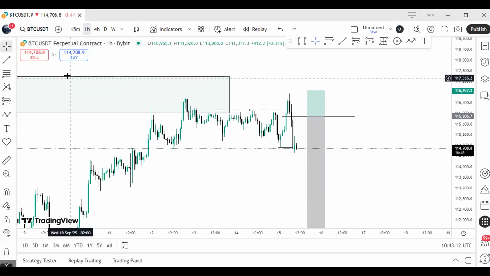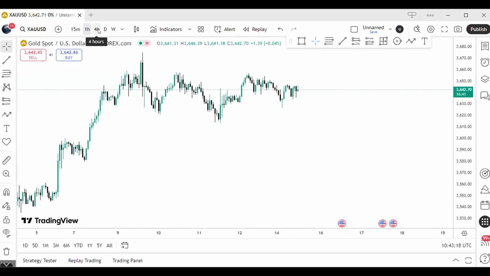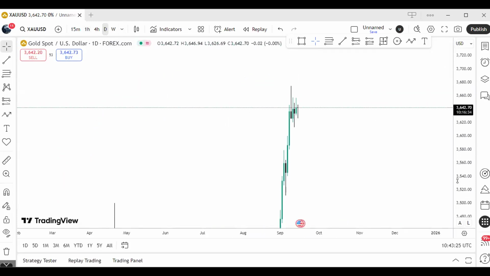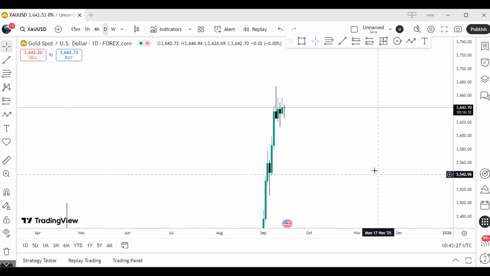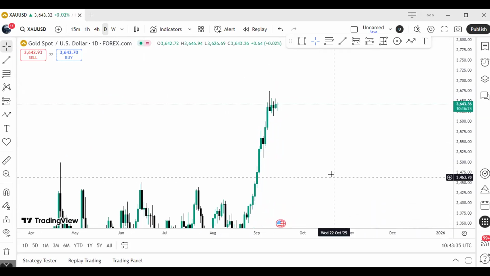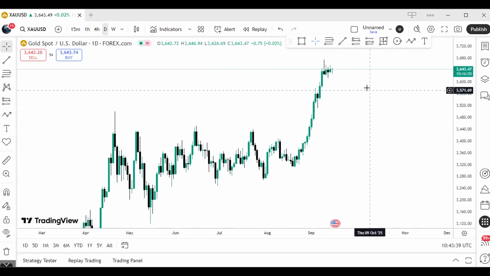All right, so let's see how gold is doing because that is my major pair, my guy. Let's see gold on daily time frame. So gold on daily time frame is clearly bullish, very bullish. Creating fair value gaps, right? Giving us heavy momentum candles. So gold is clearly bullish.